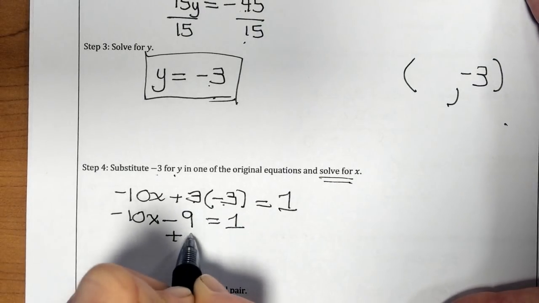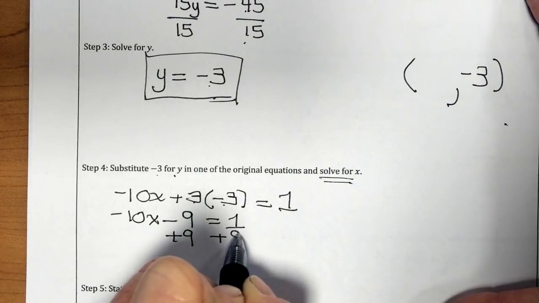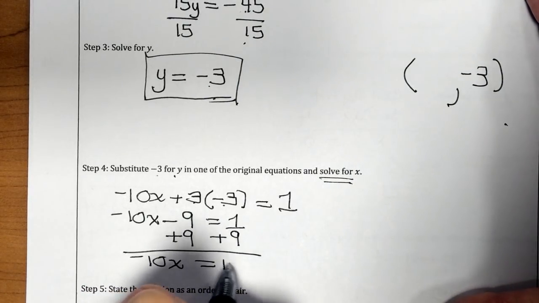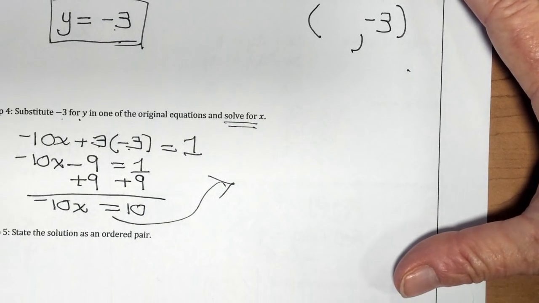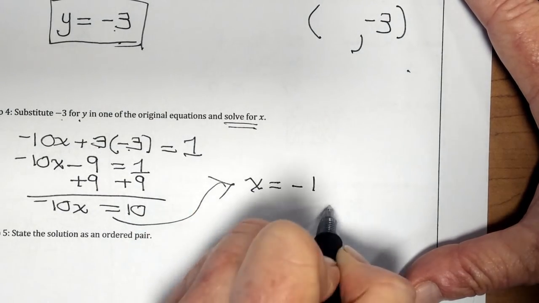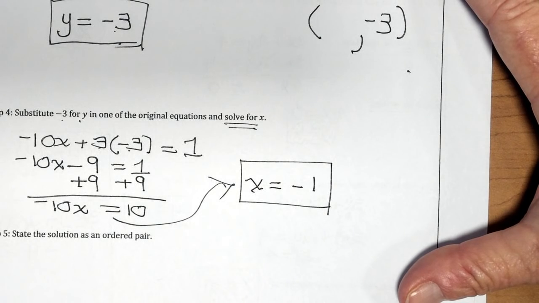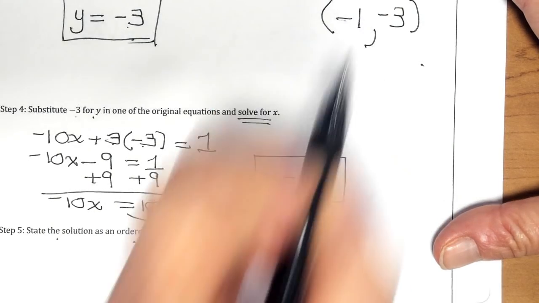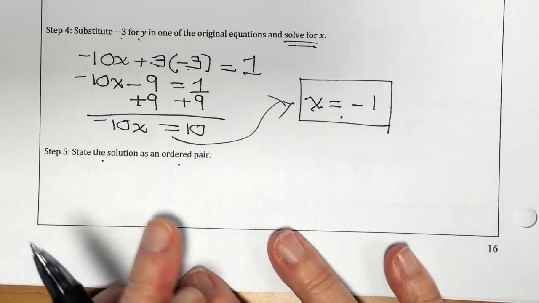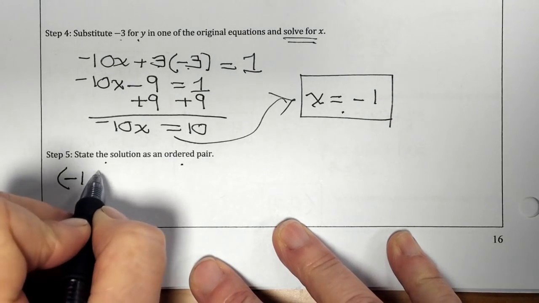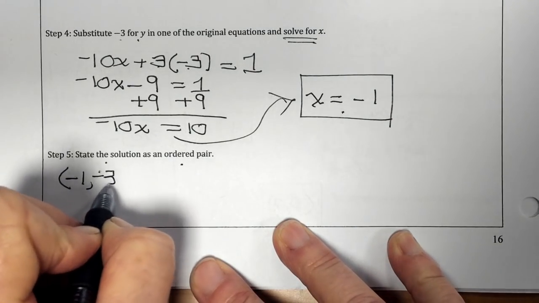I'm going to add 9 to both sides because I'm solving for x. I get negative 10x is equal to 10. I'm now going to solve for x by dividing both sides by negative 10, which means x is equal to negative 1. So now I have the second half of my ordered pair, negative 1. So now I'm going to go down here and state the solution as an ordered pair again: negative 1 comma negative 3.